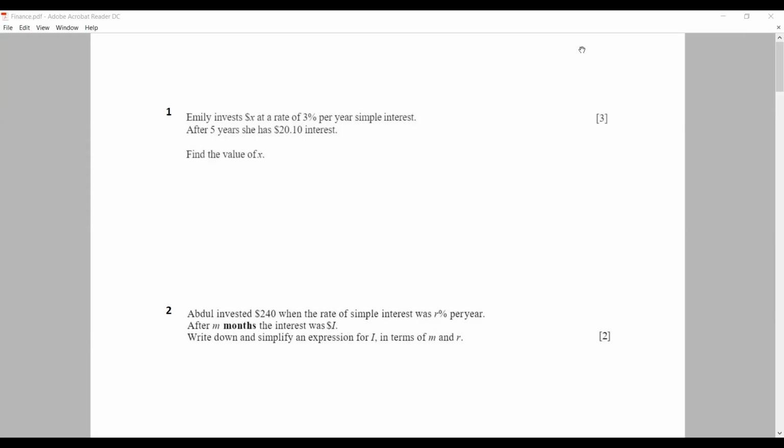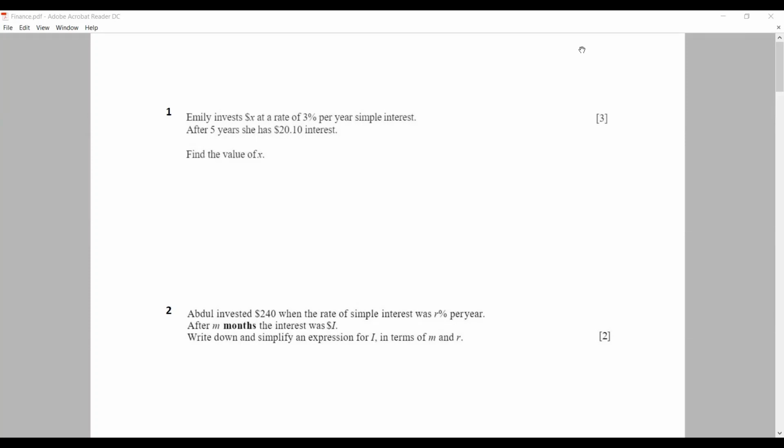The topic that I have selected is money and finance, and as you know, there are two formulas involved, the simple interest and compound interest. I hope you guys still remember that. And without any further ado, let's start.